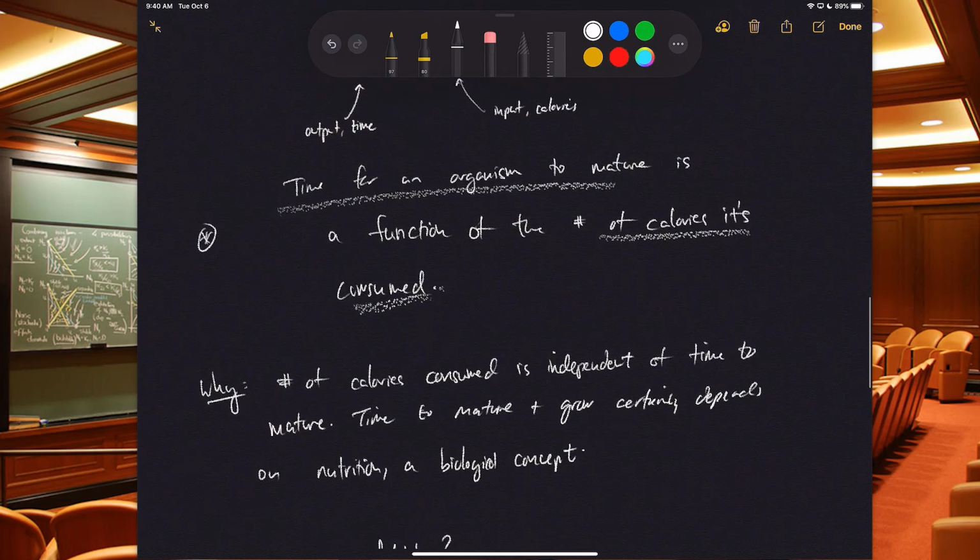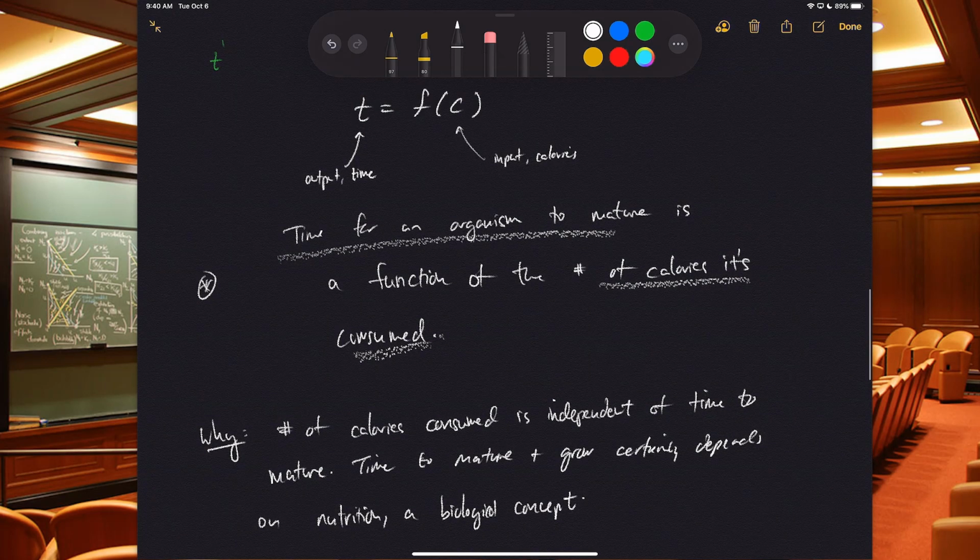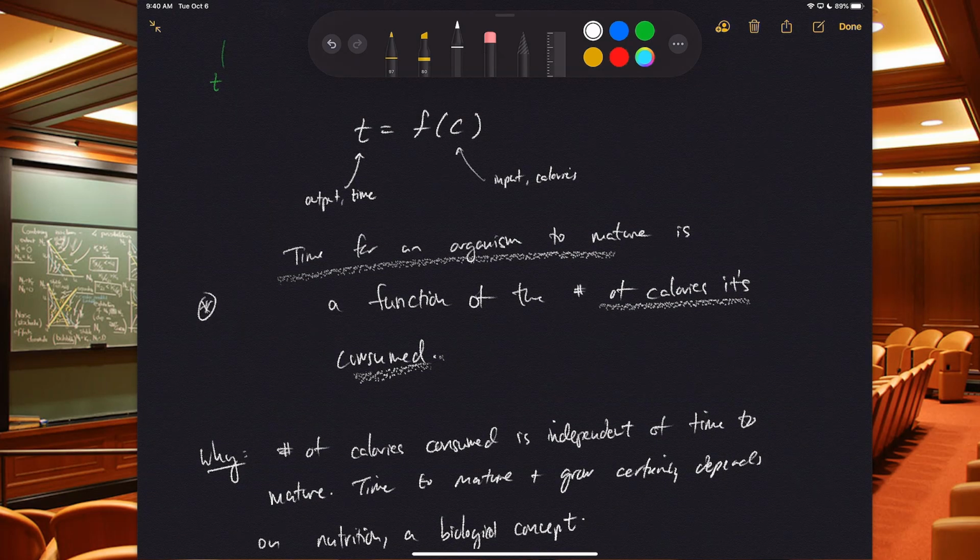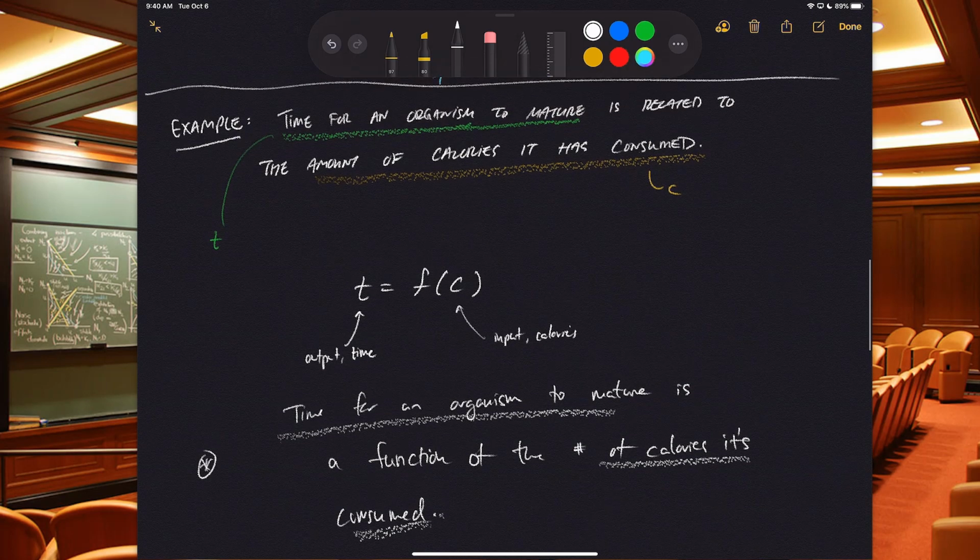Where here we can see the time for an organism to mature. From biology, we would know or expect that that's going to be a function of the calories it's consumed. So here's an example of where time is not the clear input choice, but instead a clearer output choice. But you got to rely on maybe some other disciplinary knowledge, some common knowledge that comes from other fields.